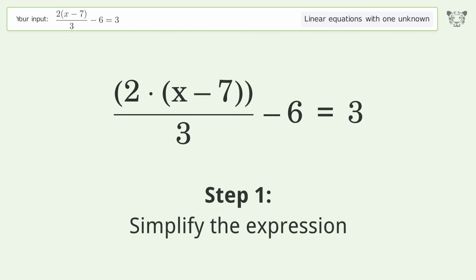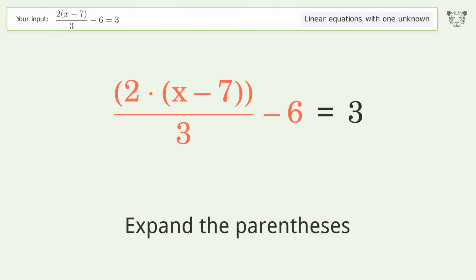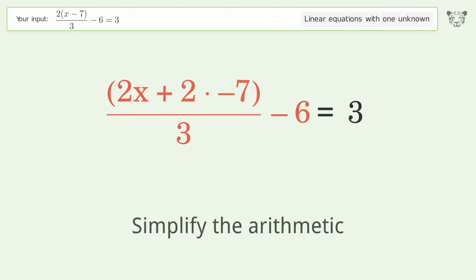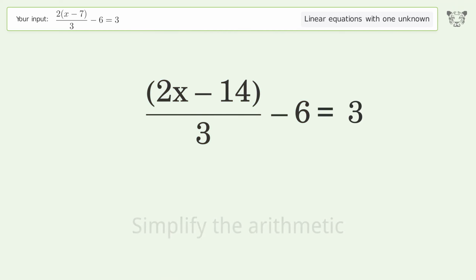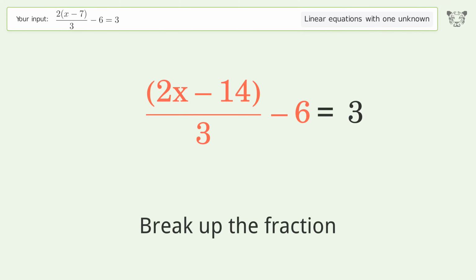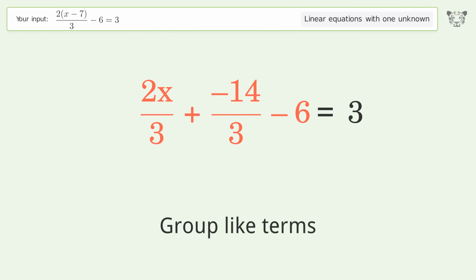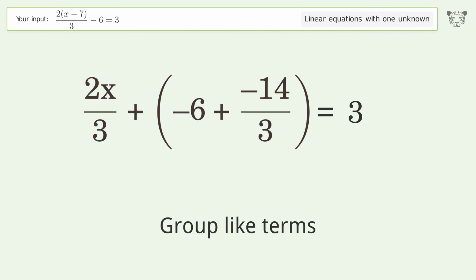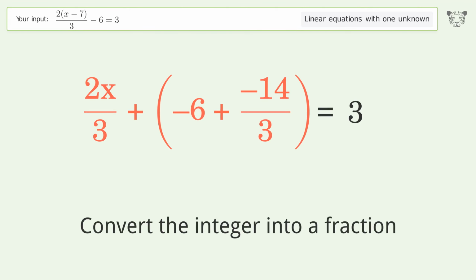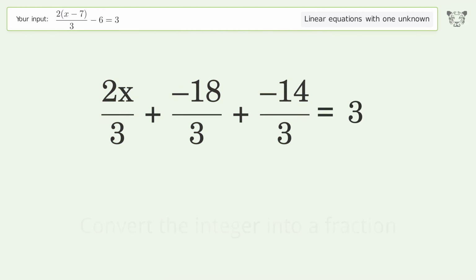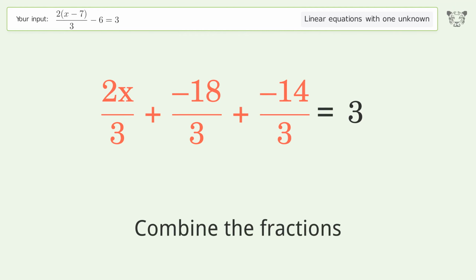Simplify the expression. Expand the parentheses. Simplify the arithmetic. Break up the fraction. Group like terms. Convert the integer into a fraction. Combine the fractions.